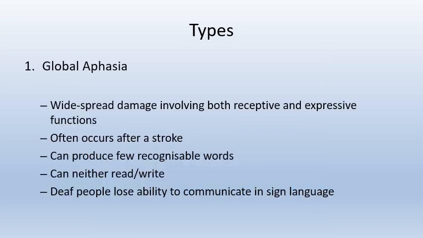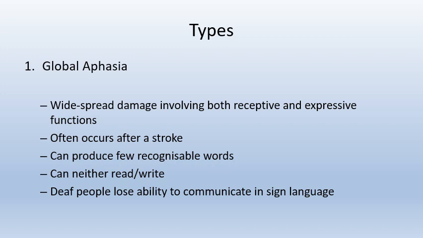Now, what are the different types of aphasias? Number one is global aphasia. As the name tells you, global means a large widespread area is involved. In global aphasia, there is widespread damage which involves both the receptive and expressive functions. That is the receiving functions, the auditory and Wernicke's area, and expressive, where articulation of sound is produced, that is Broca's area.